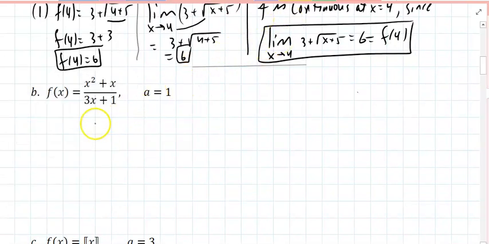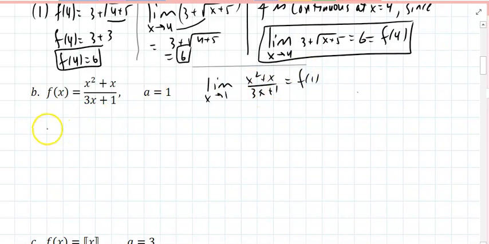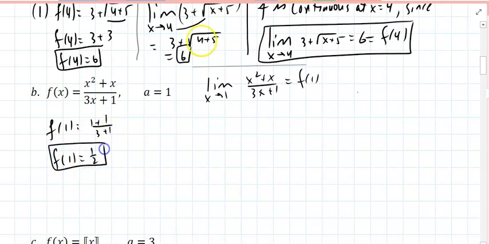Well, same deal. First I start off, well here I'm trying to find if the limit as x approaches 1 of x squared plus x over 3x plus 1 equals f of 1. We'll start with f of 1 first. F of 1 is 1 plus 1 over 3 plus 1. F of 1 is 2 over 4, or 1/2. It does exist, right? Now what?